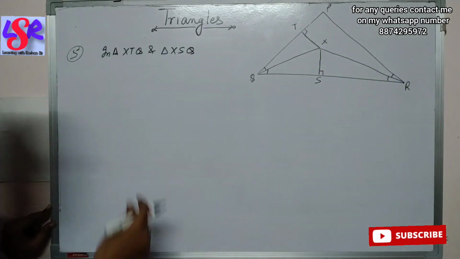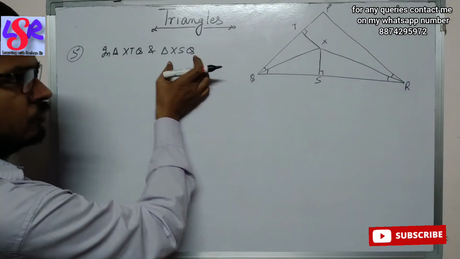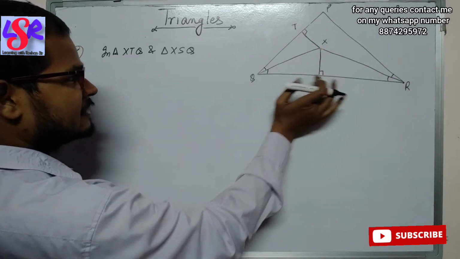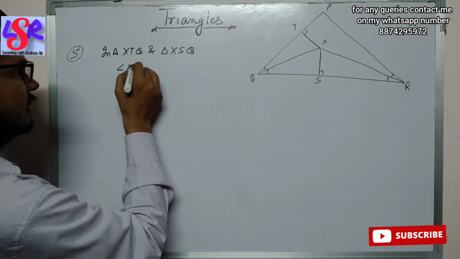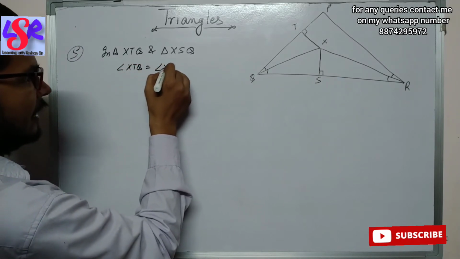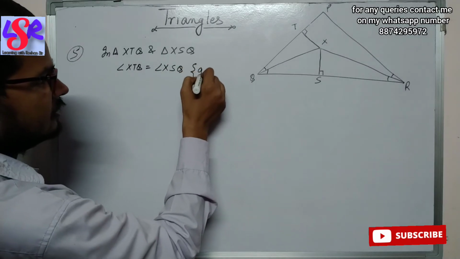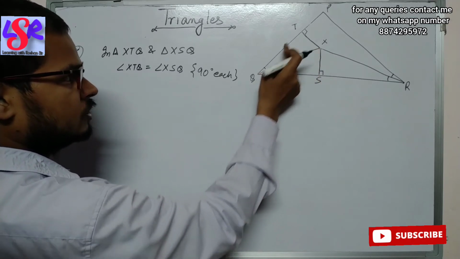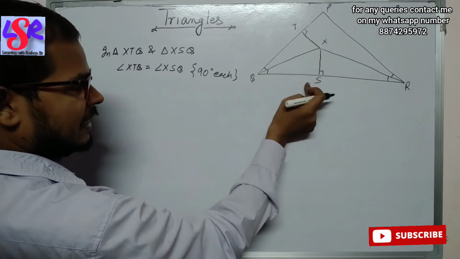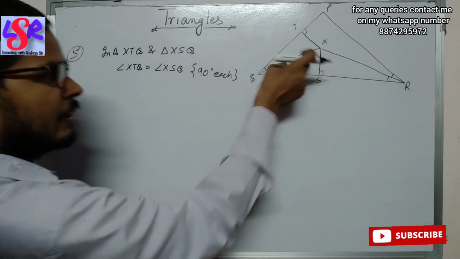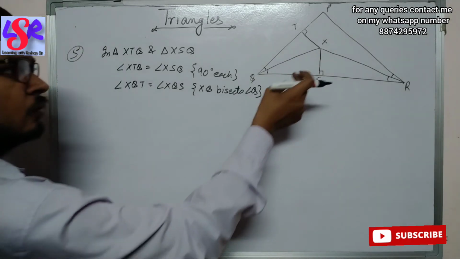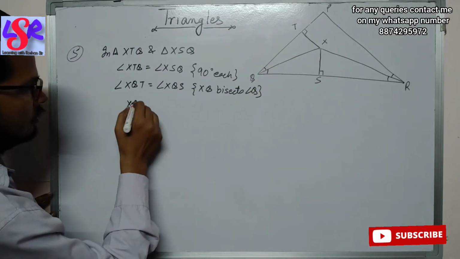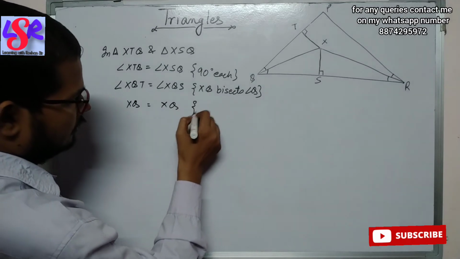So in triangles XTQ and XSQ, we are having angle XTQ equals angle XSQ, 90 degrees each. Then this angle is also equal to this one. So angle XQT equals angle XQS, as XQ bisects angle Q. Then after that, we have this side XQ common in both of the triangles. So XQ equals XQ, common.